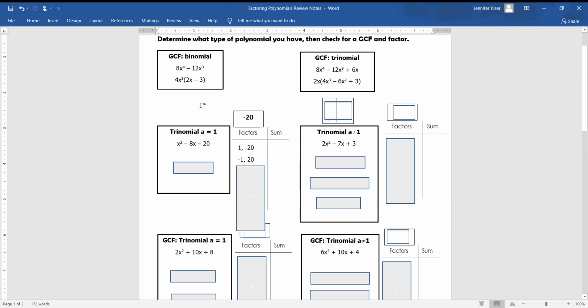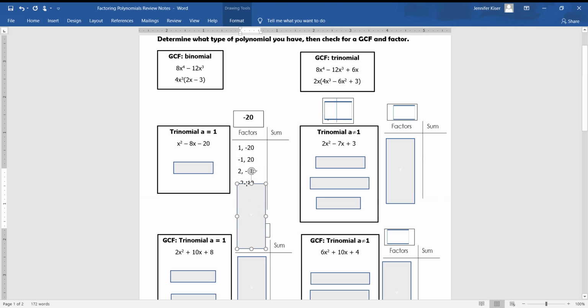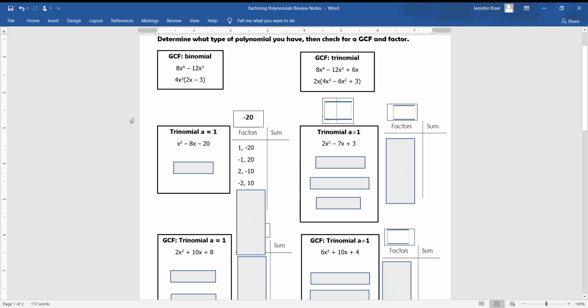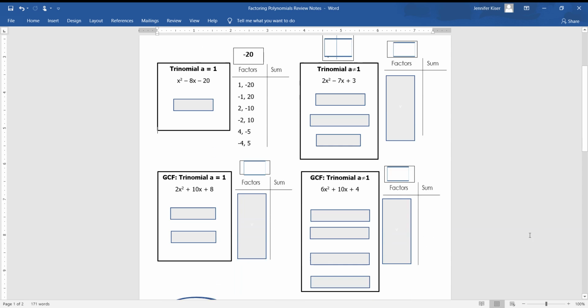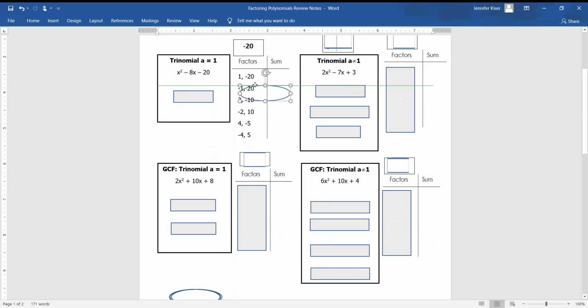And then the next factor of negative 20 would be 2 and 10. So you can write the 2 and negative 10, and then negative 2 and 10. And then your last factor of negative 20 would be negative 4 and 5 there. And then you're figuring out which of these would add to be the negative 8. So it'll be the negative 10 and the 2 then.